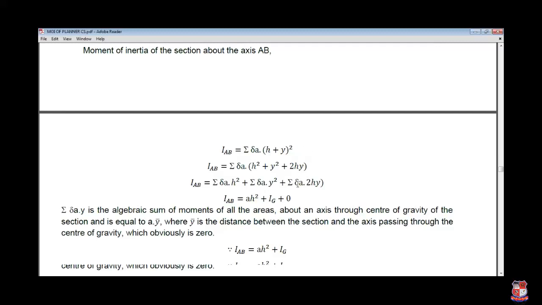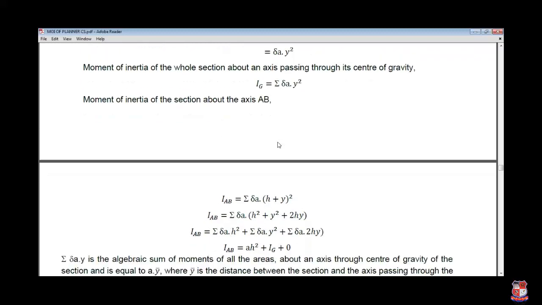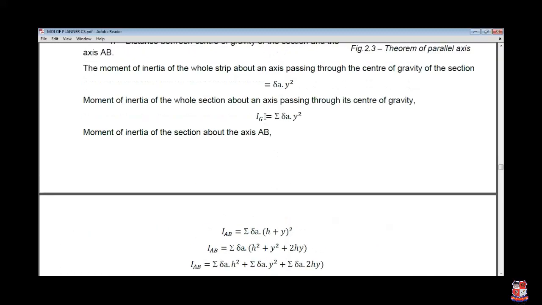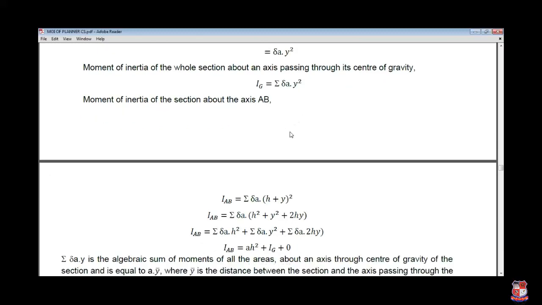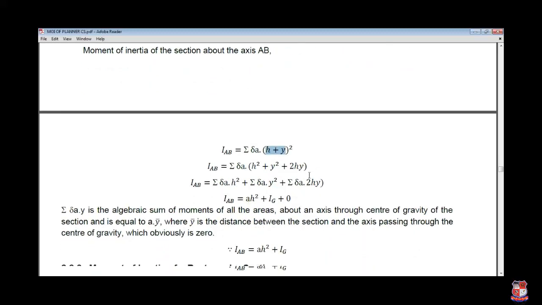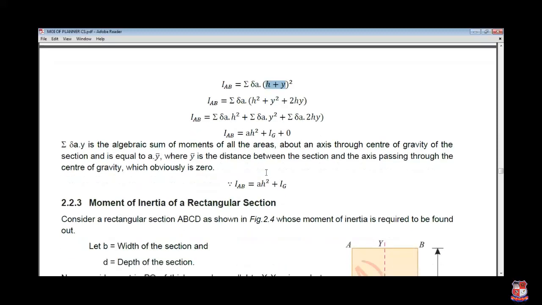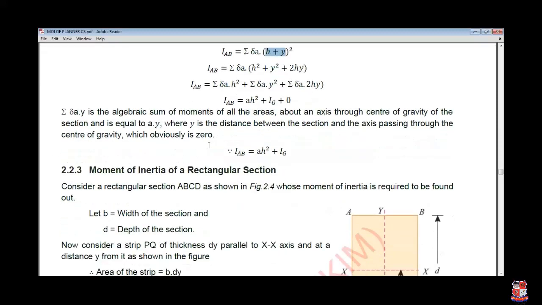They have rewritten it here, taking the distance as h plus y. If the axis is passing through the CG, then you can write the equation like that, but if you are passing through AB, you have to consider (h plus y) square. So you are again rewriting this equation. You sort this out, and I_AB is equal to the sum of delta A (h square plus y square), plus a cross term, which is a very small element, so we can ignore it. So you can rewrite your equation as A h square plus I_G. So this is the important equation.